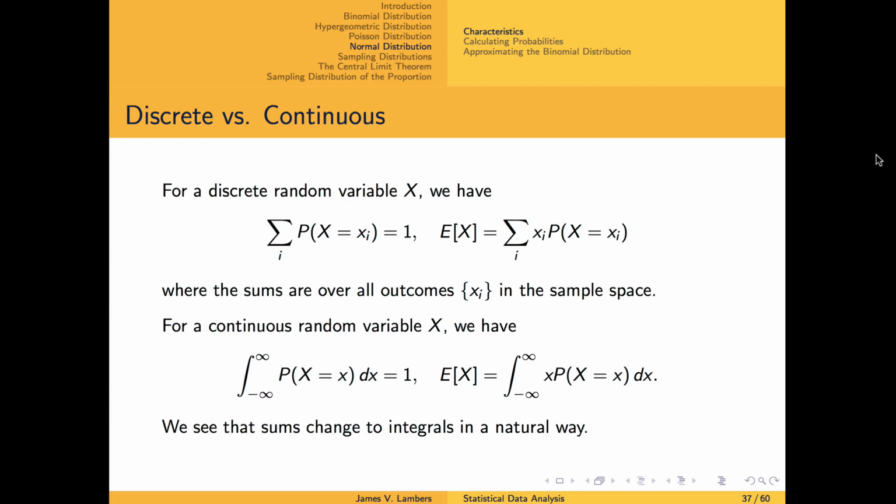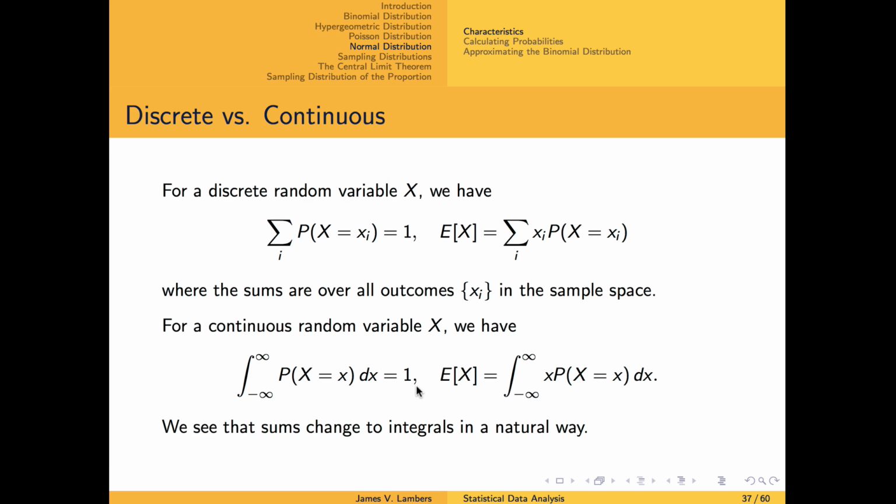Since this is our first example of a continuous probability distribution, as opposed to a discrete one, let's compare properties of continuous and discrete random variables. For a discrete random variable, the probabilities must sum to 1, whereas for a continuous random variable, the integral of a probability density function must equal 1. Intuitively, this makes sense because the integral is defined as the limit of a Riemann sum.